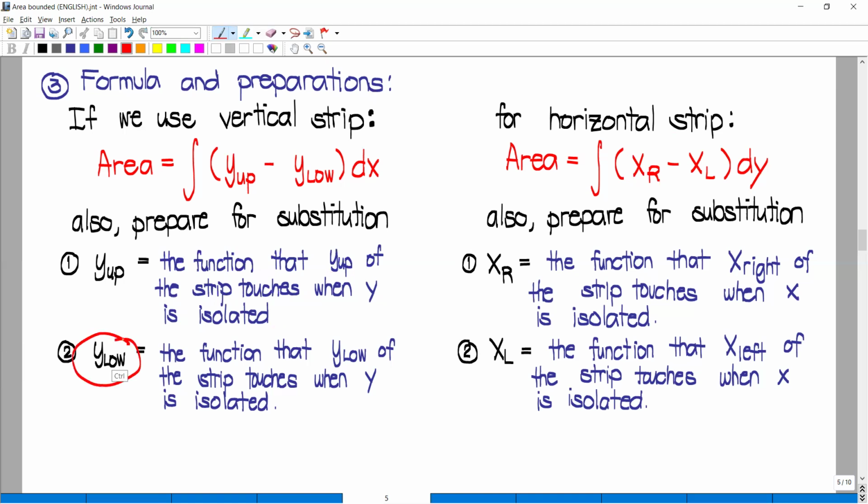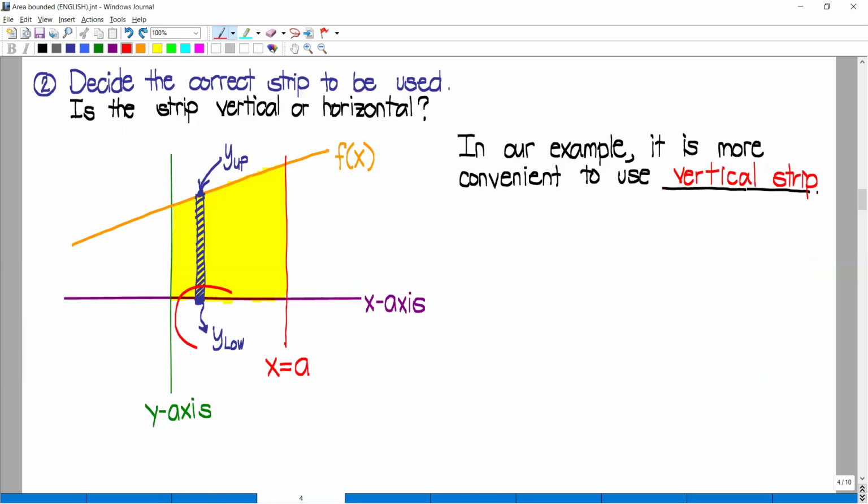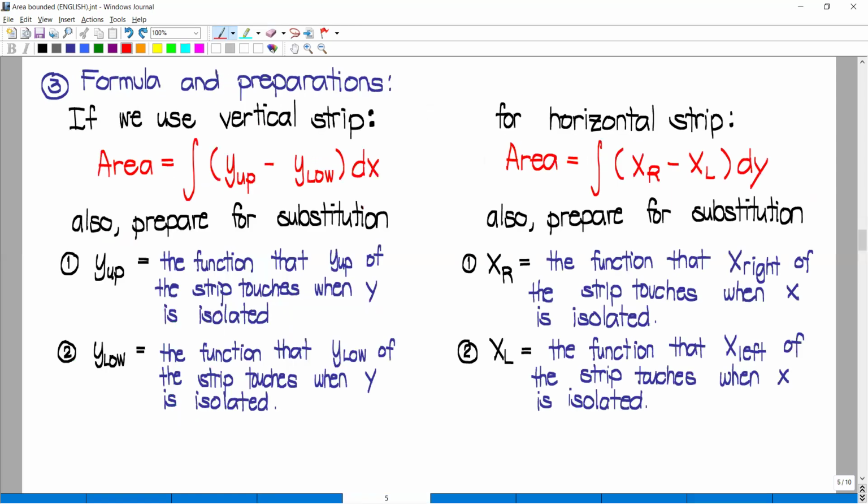If we consider the y low, we must again check in our graph. On what line is the y low touching? Going back to our figure, the y low is touching the violet line, and that violet line is the x-axis. So if the line is the x-axis, what is the equation when y is isolated? That is for the y up and y low.